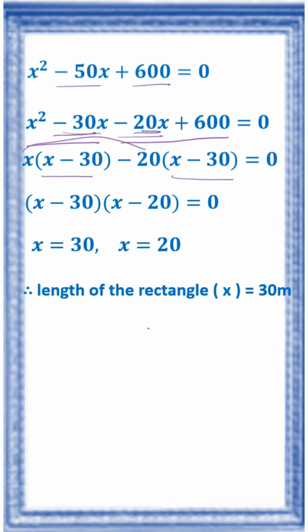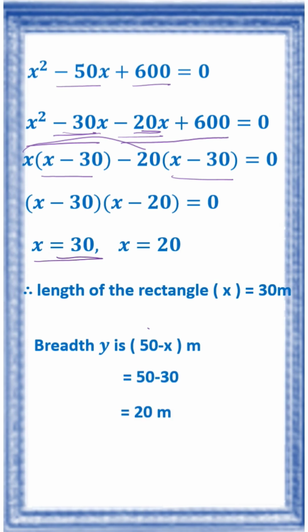So the length of the rectangle x is equal to 30. Now let us take the bigger value. Breadth y is equal to 50 minus x, that is 50 minus 30, that is equal to 20 meter.